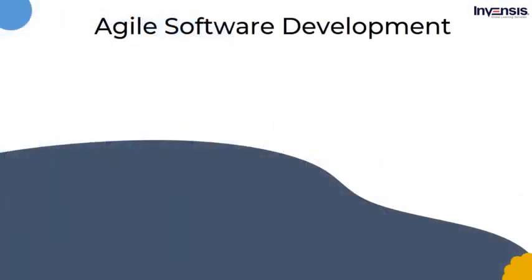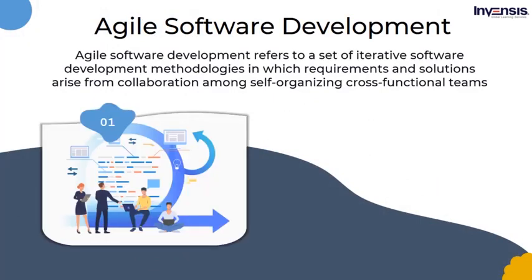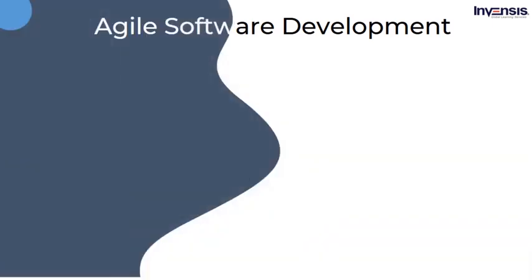What is Agile software development? Agile software development refers to a set of iterative software development methodologies in which requirements and solutions arise from collaboration among self-organizing cross-functional teams. Agile methods or Agile processes promote a disciplined project management process that encourages frequent inspection and adaptation, a leadership philosophy that promotes teamwork, self-organization, and accountability, a set of engineering best practices that enable rapid delivery of high-quality software, and a business approach that aligns development with customer needs and company goals.